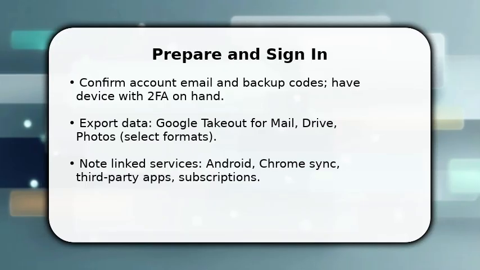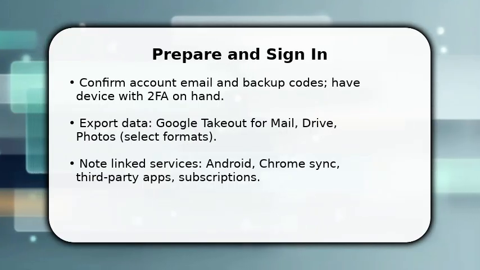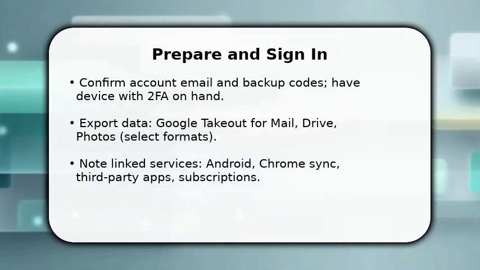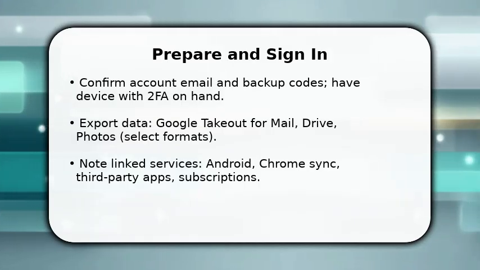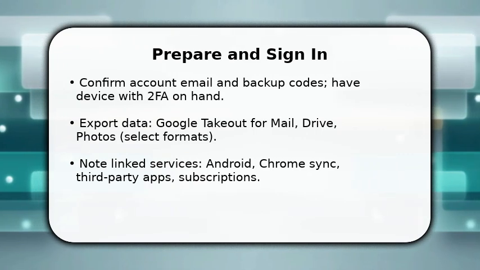You start by signing into the Google account you want to remove privacy for. Use a secure device and complete two-factor authentication. Once signed in, export your data using Google Takeout so you don't lose email, photos, or Drive files. Make sure to list linked services and subscriptions that rely on this account because you'll need to transfer or cancel them. This saves time later and prevents accidental lockouts, so do this before proceeding to deletion or privacy clearing steps.